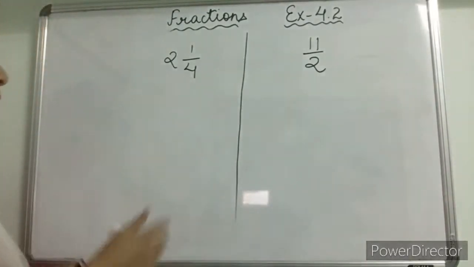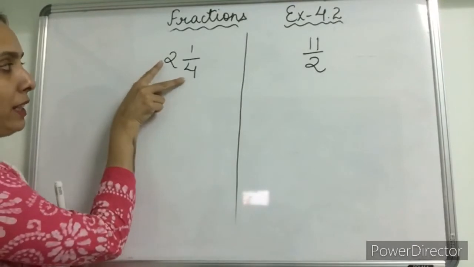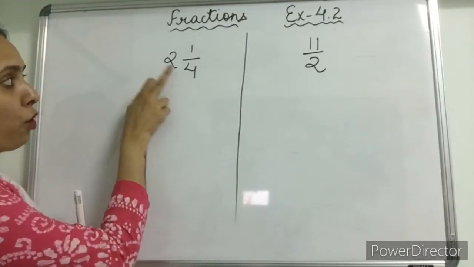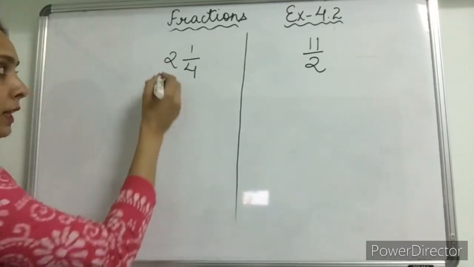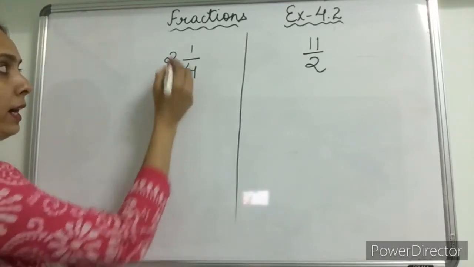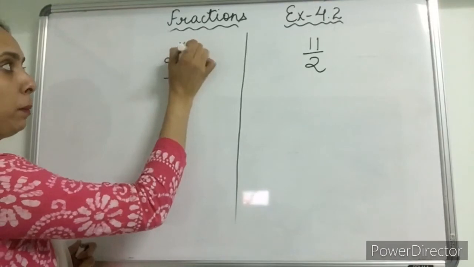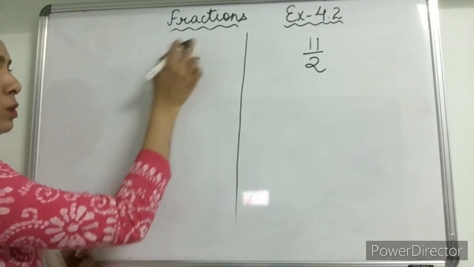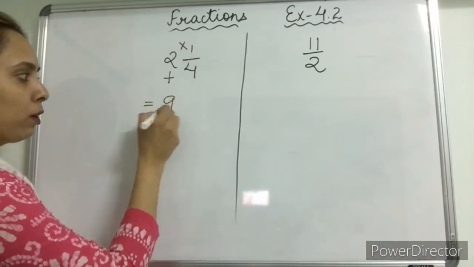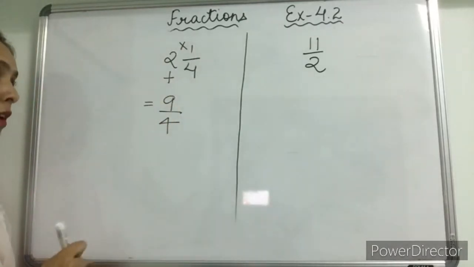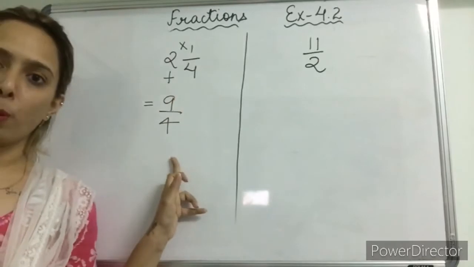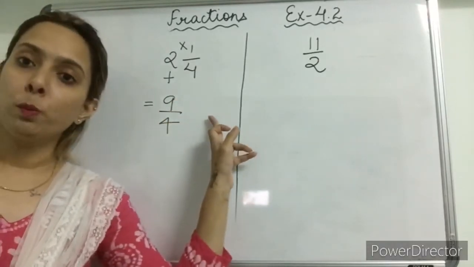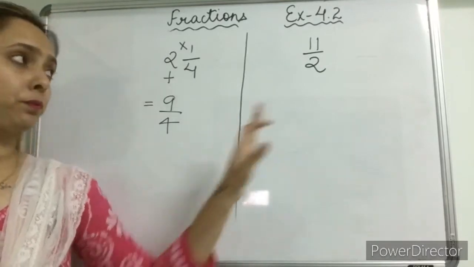So let's check it out. We will always multiply these two numbers, the denominator and the whole part. 4 2s are 8. These two numbers are added and the answer is multiplied with this numerator. So 4 2s are 8, 8 plus 1 is 9. So 9 upon 4 is the conversion of the mixed fraction into an improper fraction. You can see that it is an improper fraction because here the numerator is greater than the denominator.